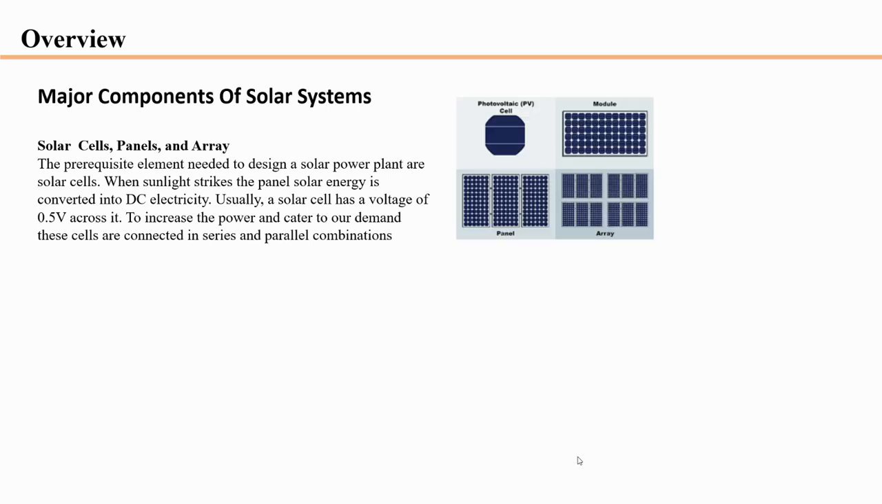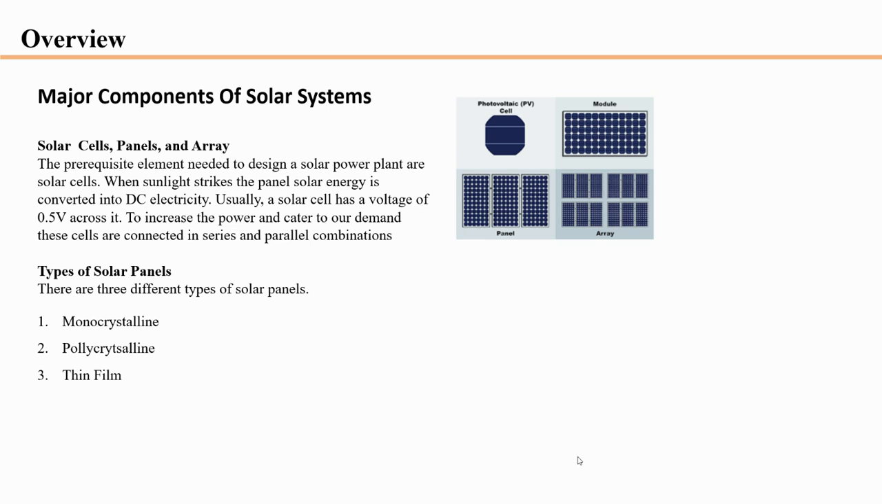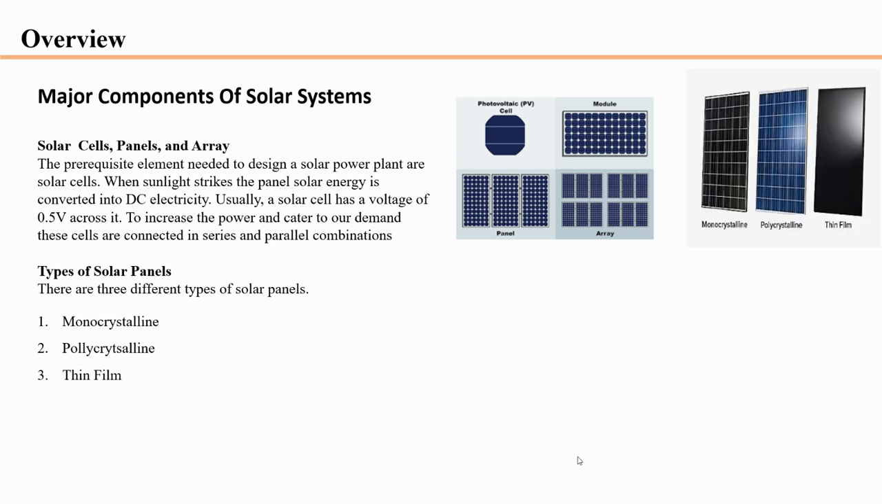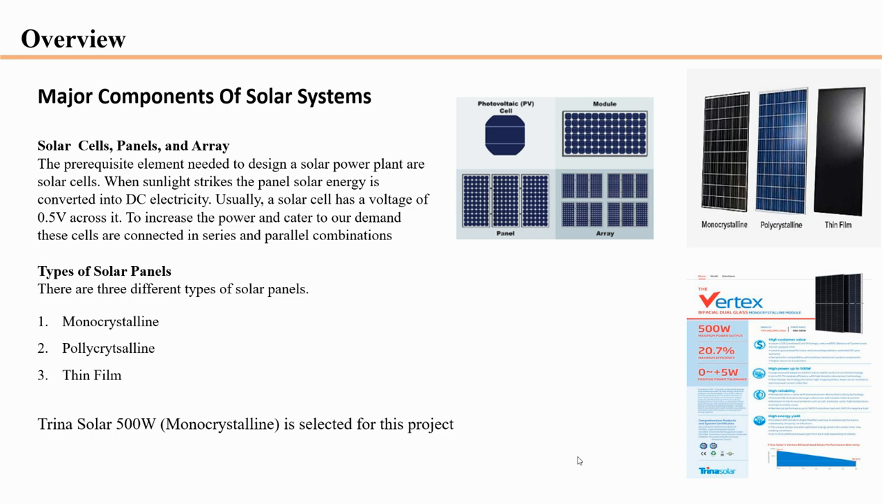These cells are combined to form a module, different modules combine to form a panel, and different panels combine to form an array. There are basically three types of panel: monocrystalline, polycrystalline, and thin film. As shown in the figure, the panel we selected is monocrystalline, manufactured by Trina Solar. Its capacity is 500 watt. This panel was selected based on its availability in Pakistan, as it has good power output, good power efficiency, and a positive power tolerance of 5 watt.